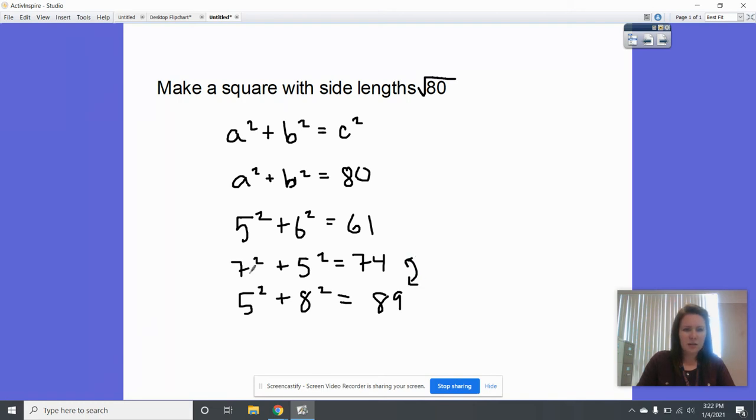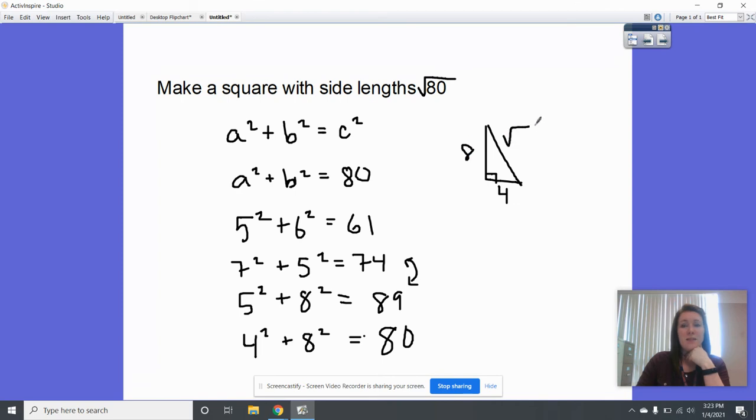I increased the 7 to an 8, and 5 stayed the same. So let's try changing the 5. If this is too big, let's try going down to 4 squared plus 8 squared. So 4 squared plus 8 squared equals 80, just like we want. That strategy is called guess and check, and sometimes it's just a great strategy. So now we know that we're going to have a triangle right here. If I have this triangle, this side is 4 and this side is 8. This side is the square root of 80.